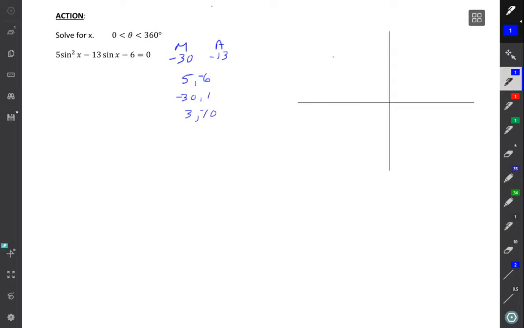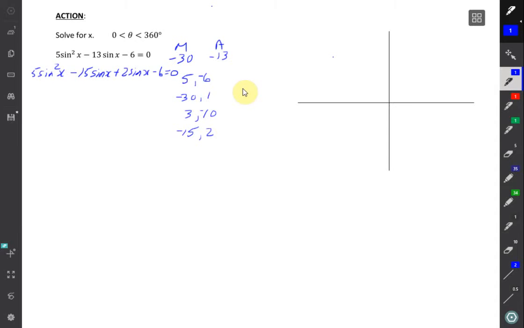So when I look at these, I don't see any yet that add to minus 13. So I'm going to see if there's any other pairs. What I don't have down here is 15 times 2. And again, the largest one has to be negative, and that does add to minus 13. So those are my 2 numbers. So now I'm going to do decomposition in the same way I would if I just had an x. 5 sine x squared minus 15 sine x plus 2 sine x minus 6 is equal to 0.